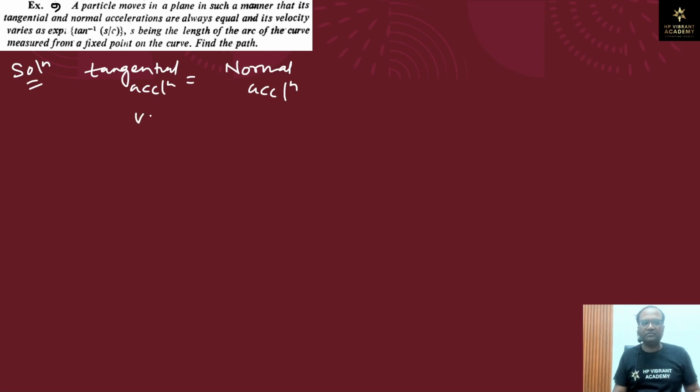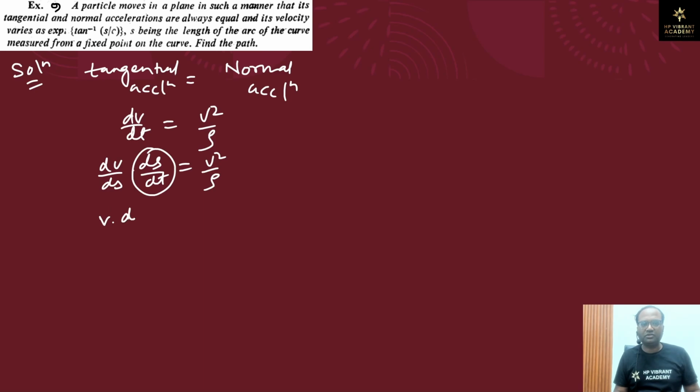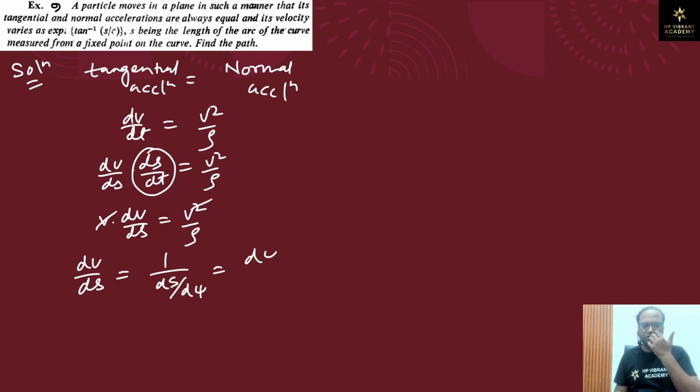So we have dv upon dt is equal to v square upon rho. This we can write as dv upon ds into ds upon dt equal to v square upon rho. We can write ds upon dt as v. So v into dv upon ds is equal to v square upon rho. This v we can cancel. So dv upon ds is equal to 1 upon rho, which is d psi upon ds, since rho is ds upon d psi. This gets cancelled.